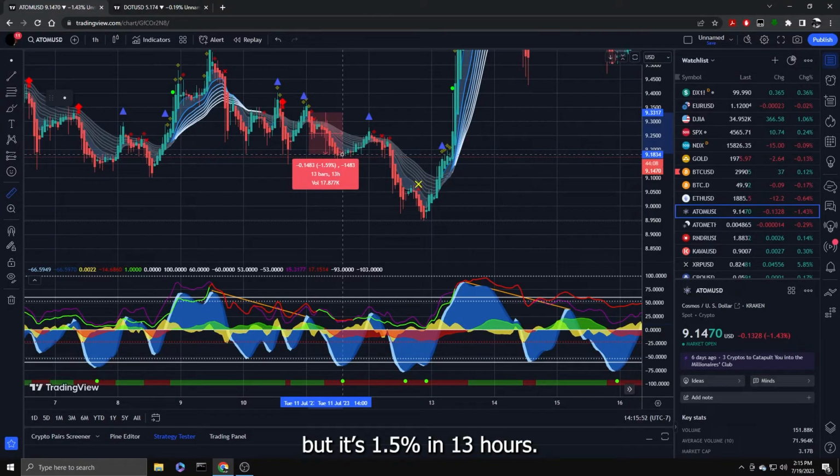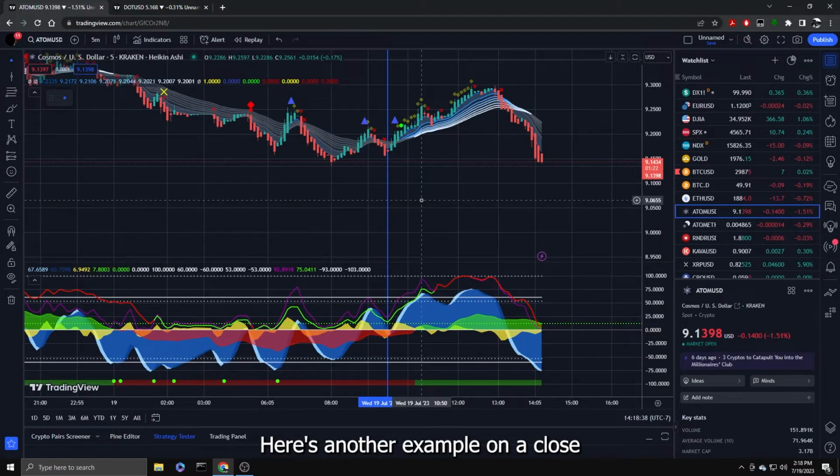Yeah, you made profit, but it was 1.5% in 13 hours. So if you're willing to stay in a leveraged trade for 13 hours, that's a good scalp. If that's what you're into, you could do that.